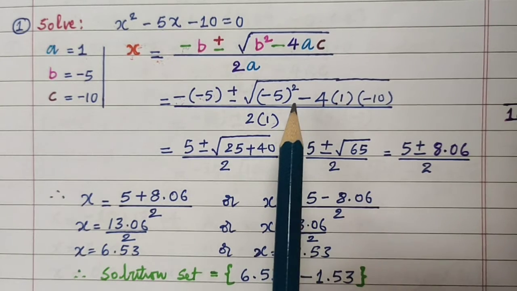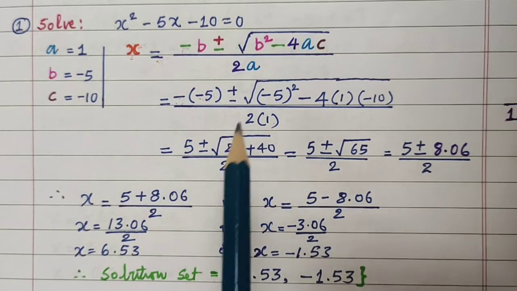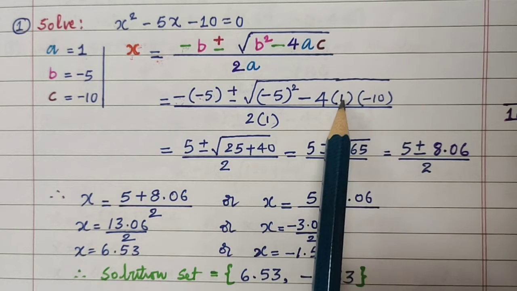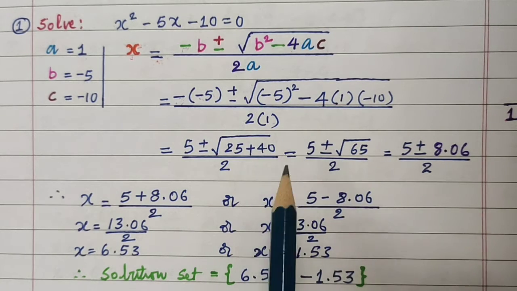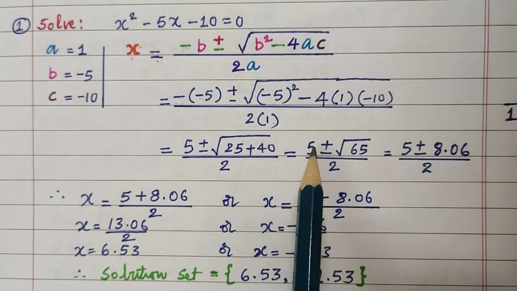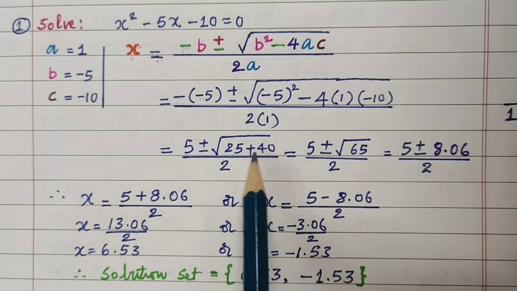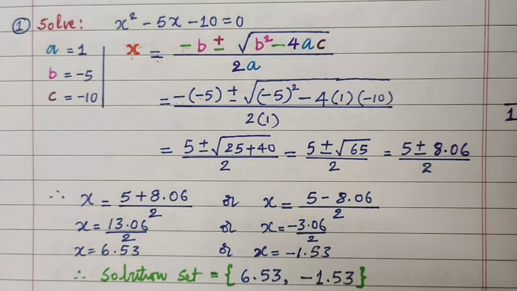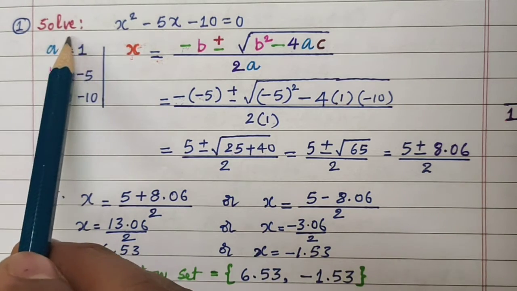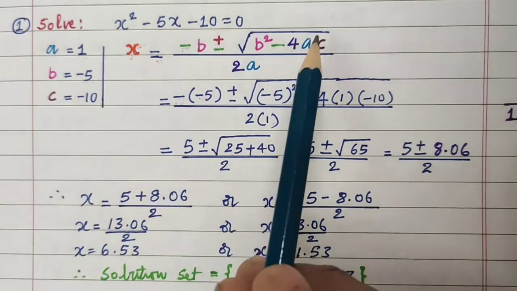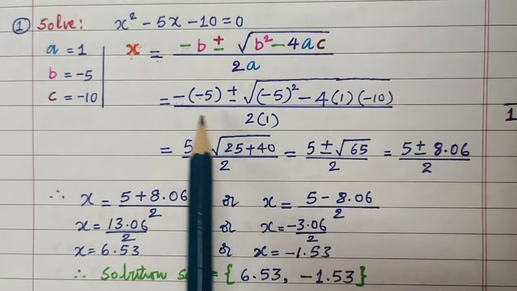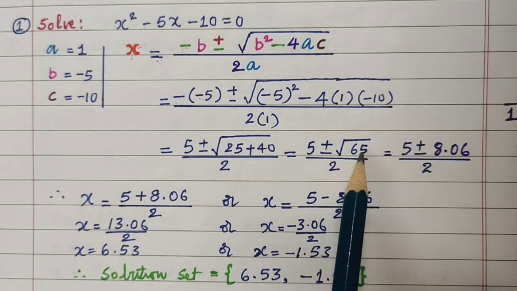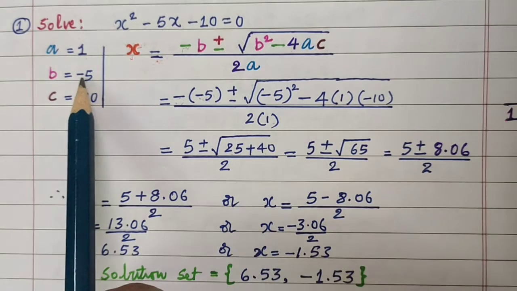Minus into minus is plus, here minus into minus plus 5, plus or minus square root of 5 5s are 25, 4 into 10 into 1, that is 40, minus into minus is plus, divided by 2. Then 25 plus 40 is 65, plus or minus this. So in this, using the formula, you need to write properly, then the formula, then substitute the values properly, then find the square root. This part is important, and writing the formula and writing these things.